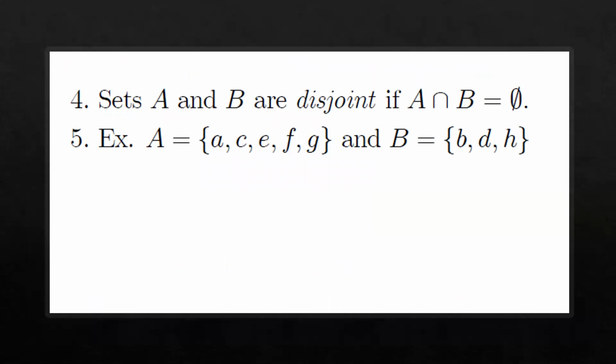We call two sets disjoint if their intersection is the empty set. You'll notice that visually, this means the two circles are disjoint. They don't overlap. For example, if A is the set {A, C, E, F, G}, but now B is the set {B, D, H}, these two sets have nothing in common. So we'd say their intersection is the empty set. We could say A and B are disjoint.